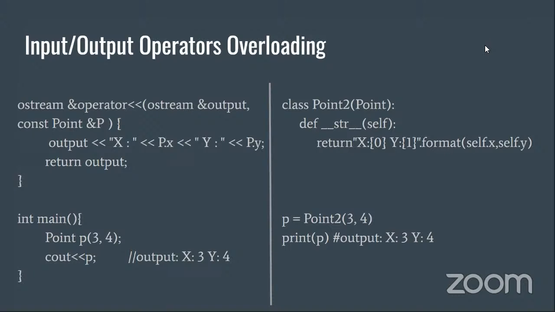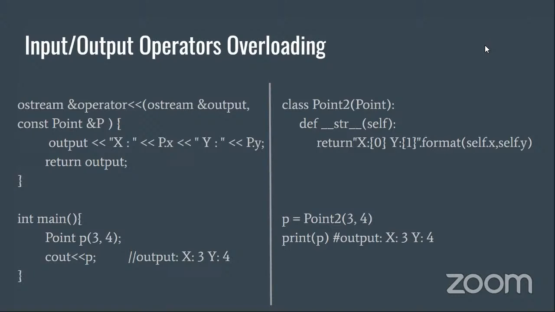In the main function, we have this object p initialized with 3,4 as x, y. Then when we use cout, which is a built-in object of the class ostream, along with less than, the less than will be overloaded with the definition as we have defined. So now if we do cout less than p, it will output x colon 3 and a space y colon 4.